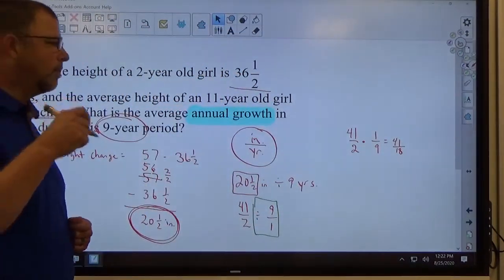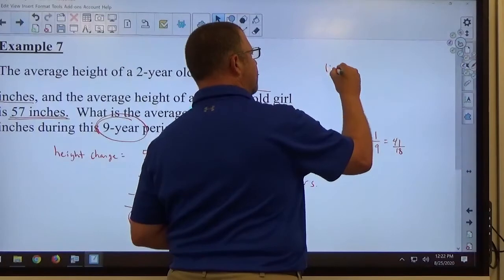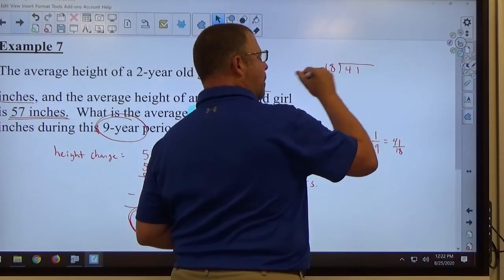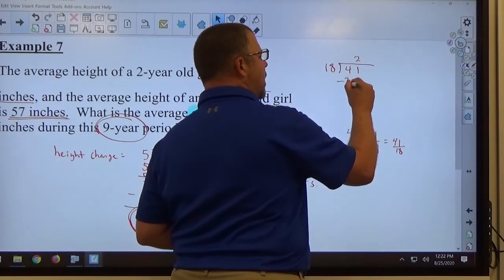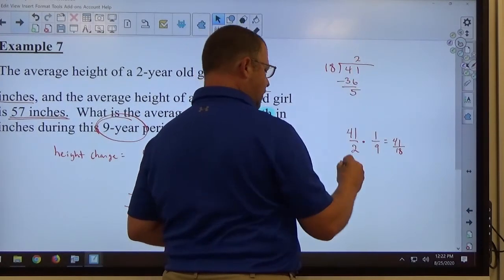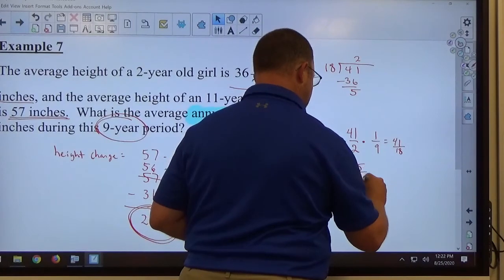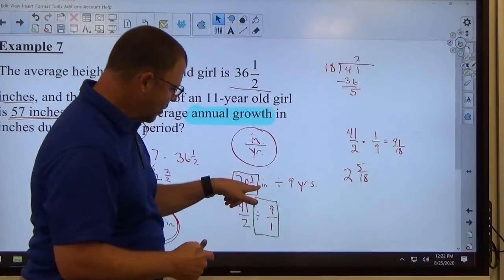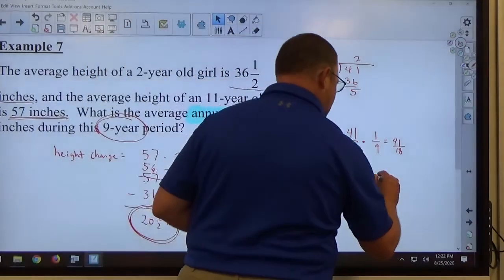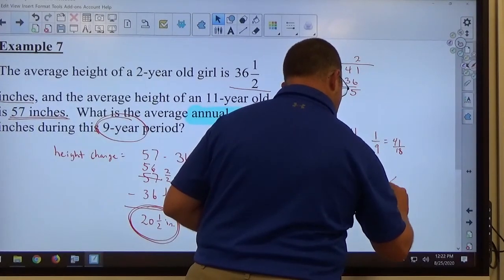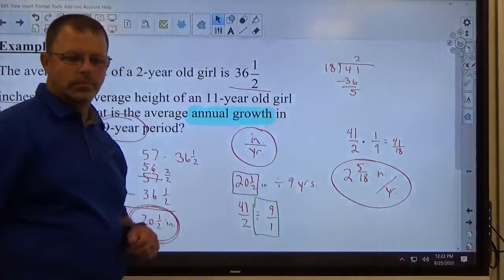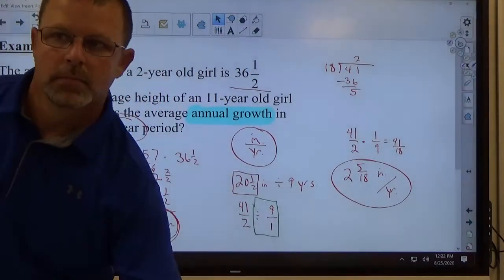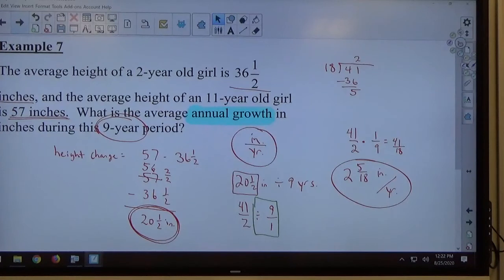So I divide 18 into 41. So 18 goes into 41 2 times. 2 times 18 is 36. Subtract, we get 5. So 2 and 5/18 inch. And again, that's inches divided by years, so that's 2 and 5/18 inches per year is the average annual growth of a girl. So we should expect every year she's going to be about 2 5/18 inches taller.